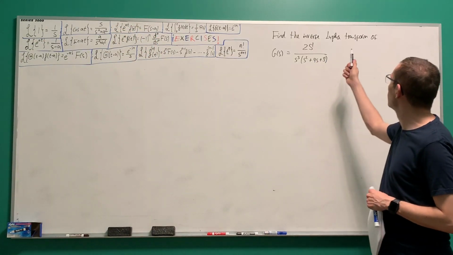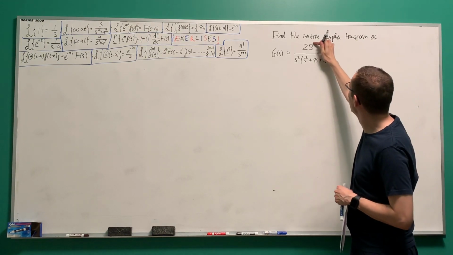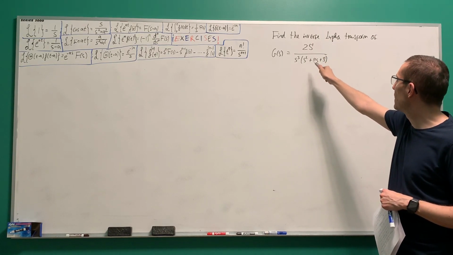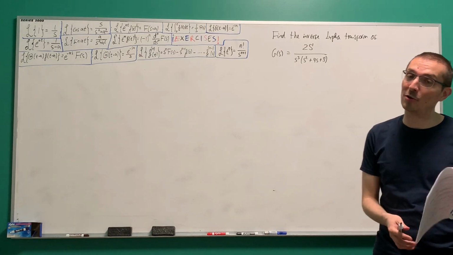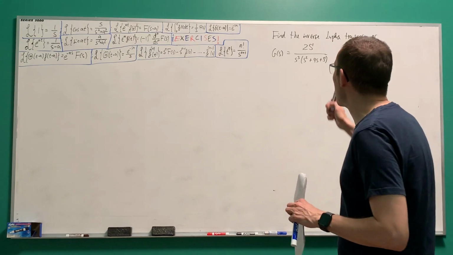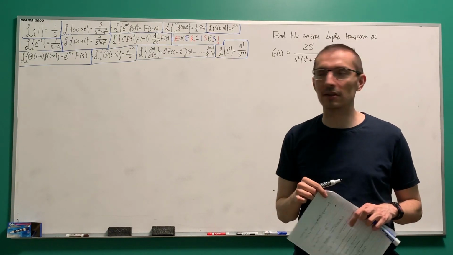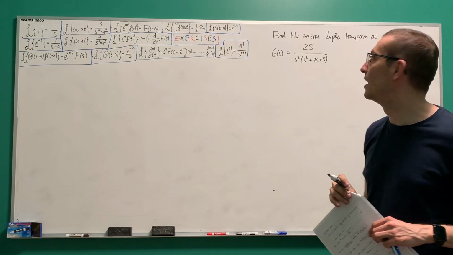All right, let's find the inverse Laplace transform of this function here. 25 divided by s cubed multiplying s squared plus 4s plus 5. Now, this one is the most difficult that we've done so far, and we'll see why. I added to our toolbox the formula that we proved at the beginning of the video, the Laplace transform of t to the n, which is n factorial divided by s to the n plus 1.